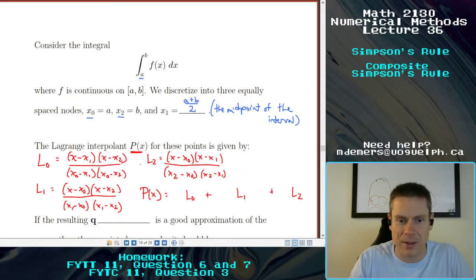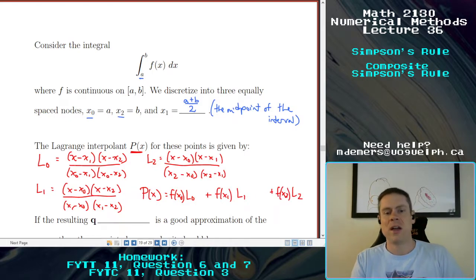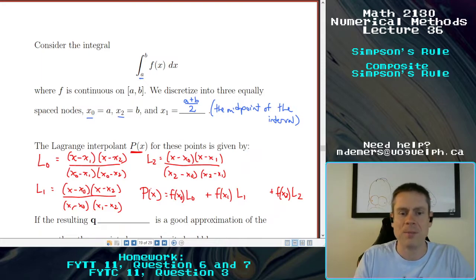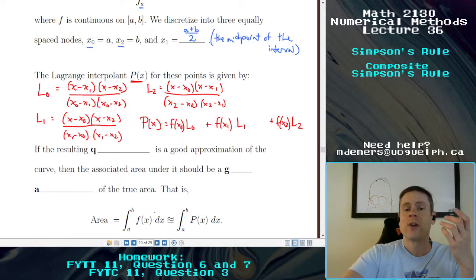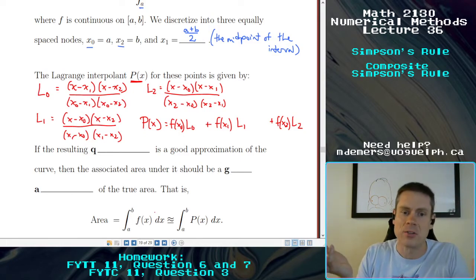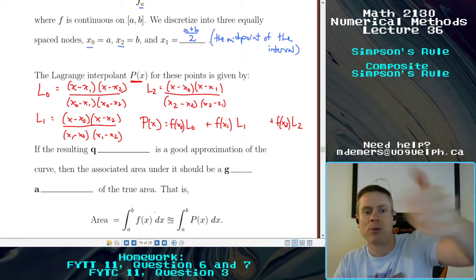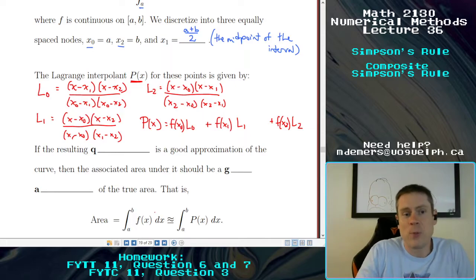So it's f of, where's my cursor? f of x0 times L0 plus f of x1 times L1 plus f of x2 times L2. So something like that. That's going to be a quadratic. And the reason it's a quadratic is because f(x0), f(x1), f(x2) are just numbers, and you can see that each one of those L0, L1, L2 is a quadratic function. So if you add them all together, you're going to get a quadratic function.